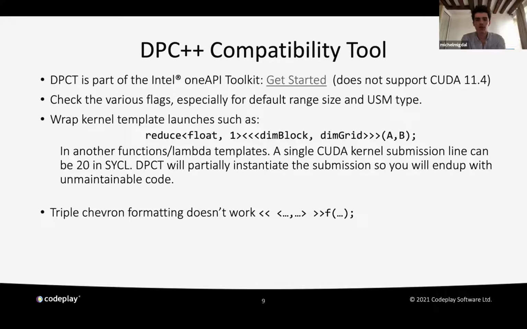And so if you have several such submissions, DPCT will instantiate the kernels and then generate the SYCL code. So you will have like 50, I don't know how many times, the same 30 lines of SYCL, which will be unmaintainable. I had that issue. The workaround is to wrap your kernel submission in another template, so you will still have a templated SYCL kernel submission.